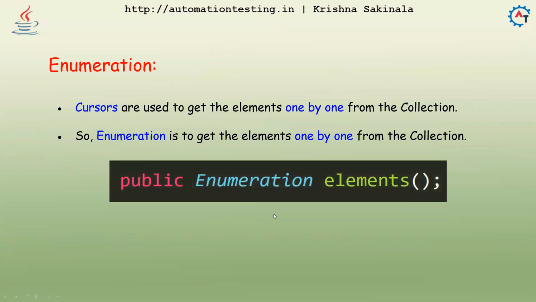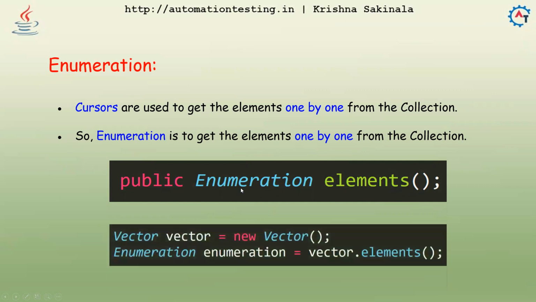The method is public Enumeration elements. The return type of elements is Enumeration. One example is Vector v = new Vector. If you want to get all the elements from the vector, you call v.elements. The return type of elements is Enumeration, so I can save it in an Enumeration object.